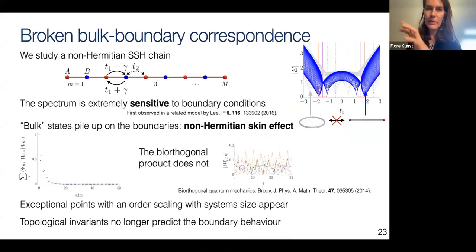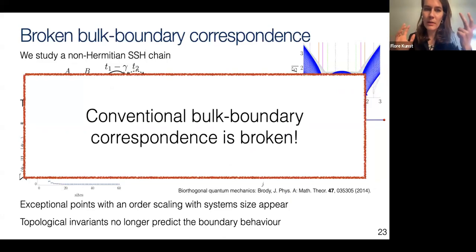So here we again have the non-Hermitian SSH chain. And I talked about the bulk boundary correspondence, which has 2 ingredients. The spectrum needs to be the same. Well, we clearly see that that's not the case. The topological invariant needs to predict the boundary behavior. That's also not the case. So we have a breakdown of the conventional bulk boundary correspondence.